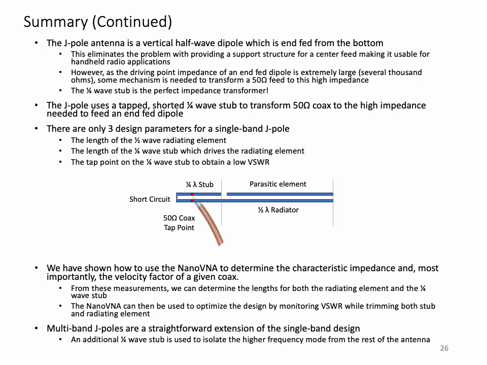And finally, multi-band J-poles are a straightforward extension of this single-band concept. An additional quarter wave stub is used to isolate the high-frequency mode from the rest of the antenna.